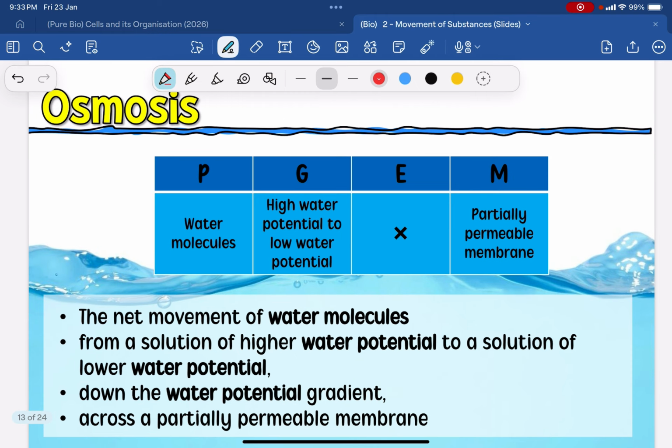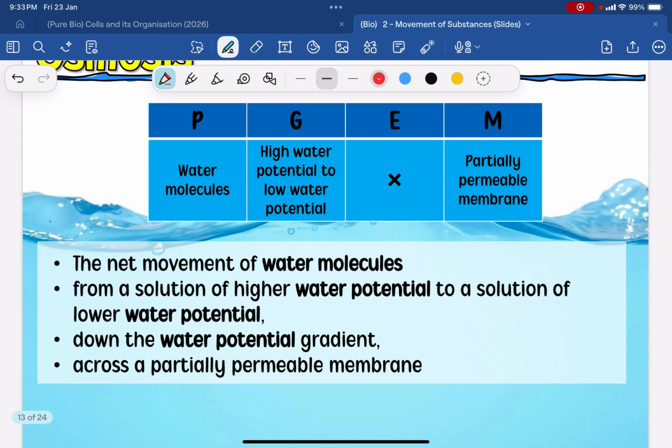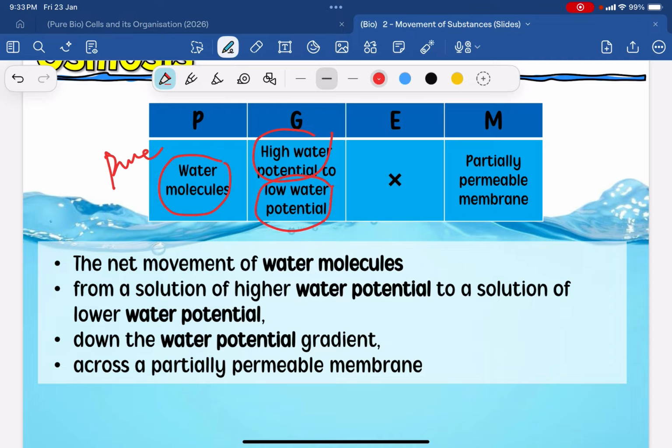For osmosis, it will be very, very specific. Only water molecules, pure water molecules will be involved, not water vapor, but water molecules. High water potential to low water potential is a specific gradient that we use for osmosis. No energy is involved, but we definitely would need a partially permeable membrane. The PGEM involved here for the osmosis is a bit different from that of diffusion. The differences you want to know them clearly.